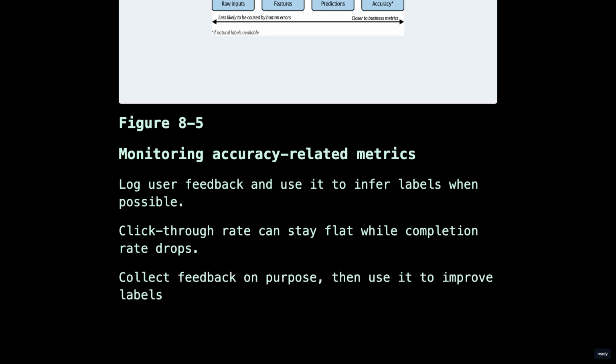Sometimes the system has to be designed to ask for feedback explicitly. Upvotes and downvotes do two jobs at once. They help judge quality now, and they create hard examples that human labelers can use to train the next model.